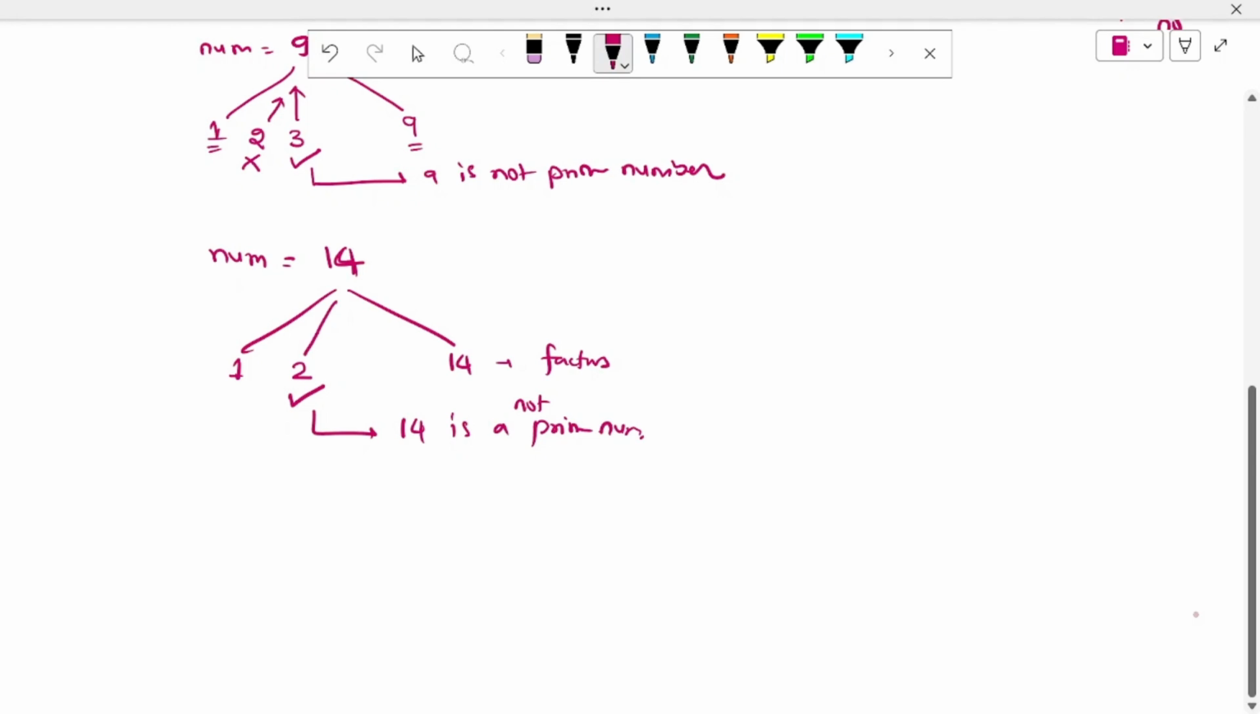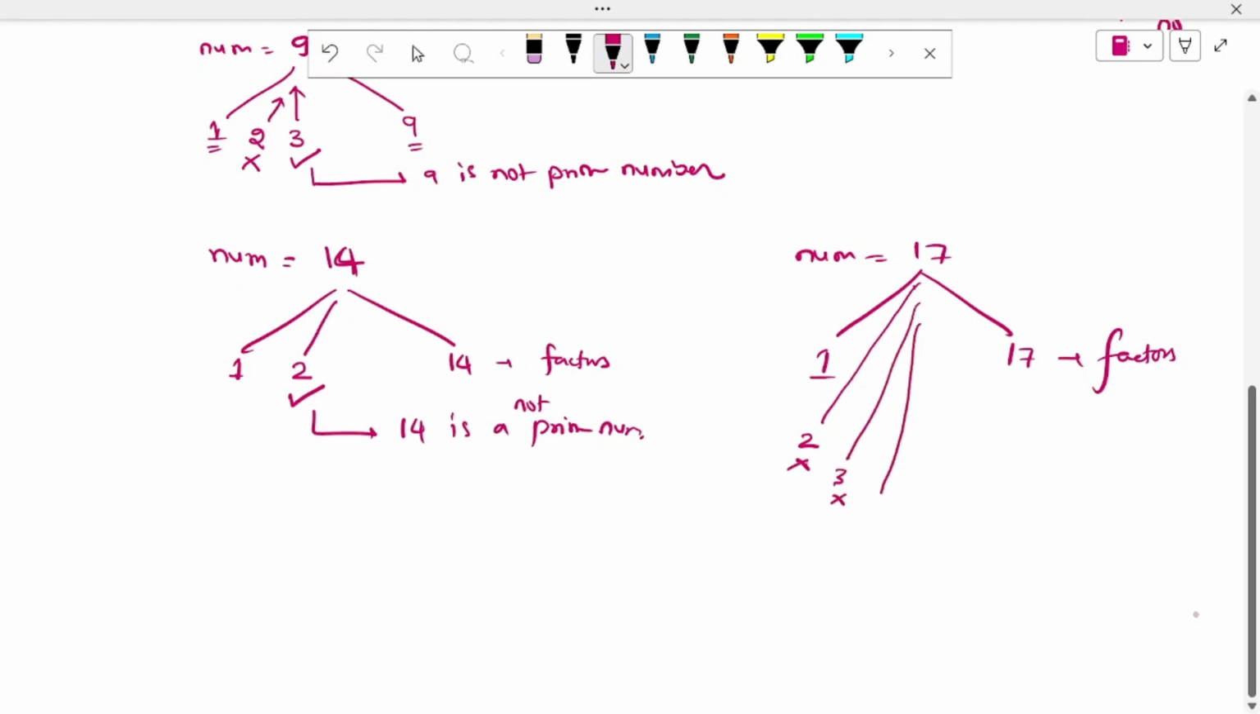Now similarly, number is equal to 17. If I take number is equal to 17, already I know that 1 and 17 are the factors of the given number. Now you go on checking. Is 17 divisible by 3? No. Is 17 divisible by 4? No. The same way, if you check with any other number till 17, you find that 17 is not divisible by any of the numbers. Therefore, 17 is a prime number.